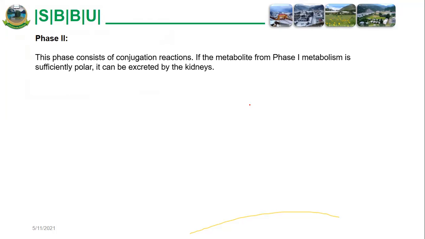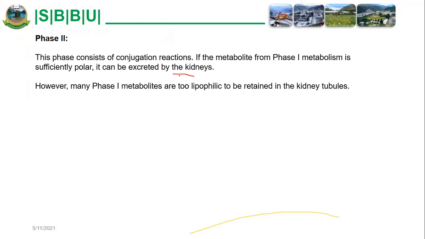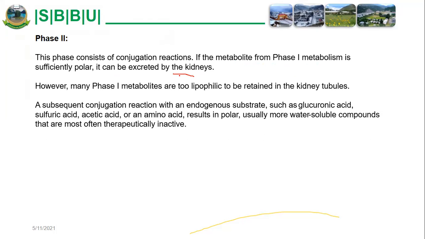Okay, the phase 2 reactions. The phase 2 reactions are mostly conjugation reactions. If the metabolite from phase 1 is sufficiently polar, it can be excreted by the kidneys, as I mentioned in my previous topics. If the phase 1 metabolites are too lipophilic, they can be retained in the kidney tubules. So that's why phase 2 reactions attach endogenous substrates for conjugation, such as glucuronic acid and sulfuric acid. These can be attached to make the agents more water soluble.